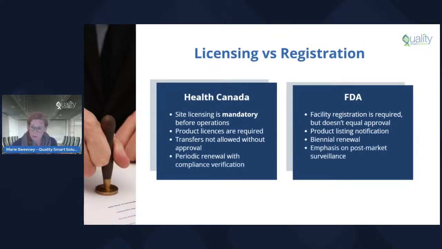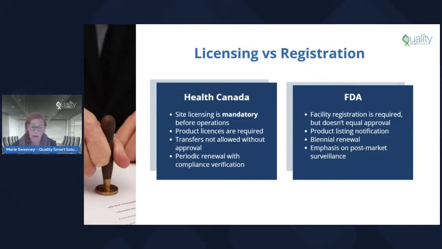Okay, so licensing versus registration. With Health Canada, a site license is mandatory prior to starting your operations for manufacturing, packaging, importing, wholesaling, and distributing. As well, product licenses are required for all NPNs, DINs, and MDL products. Licenses cannot be transferred without prior approval. It usually is not an easy process. And periodic review is necessary along with your compliance verification.